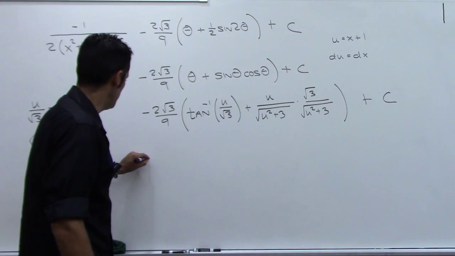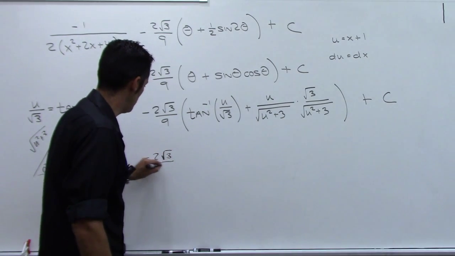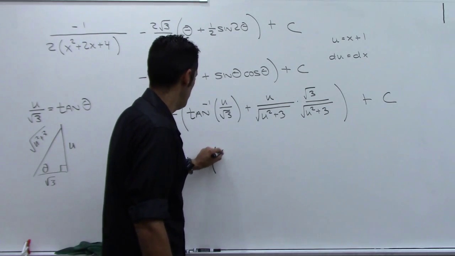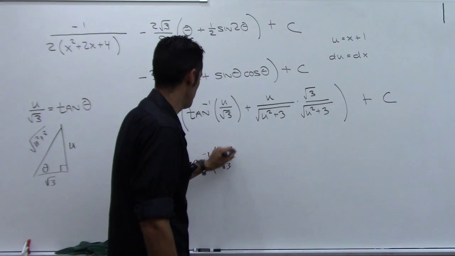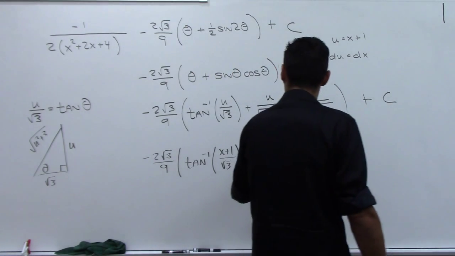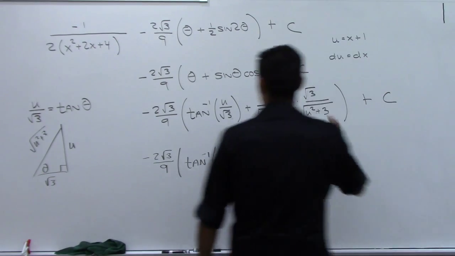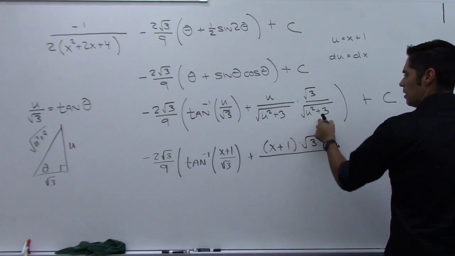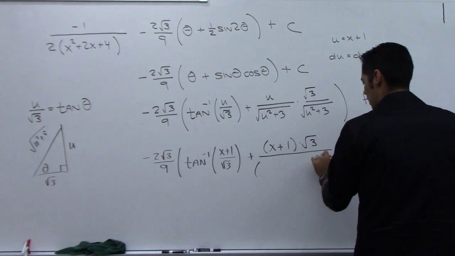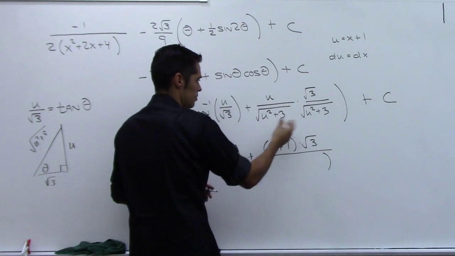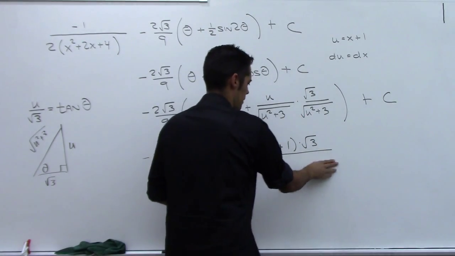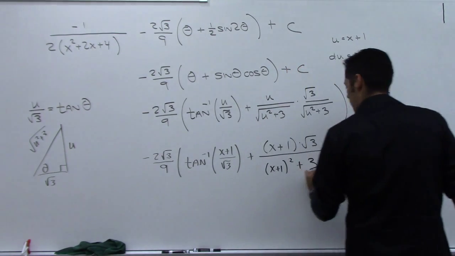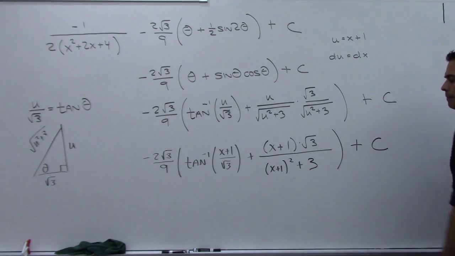We should be there. So negative 2 root 3 over 9. And then we have arctangent of x plus 1 over root 3. And then plus x plus 1. Oh yeah, this, well, I'll leave the root 3 here. Times root 3. And then on the bottom, we can put these two together, which means all we're going to get is this without the root. So u squared plus 3. So u is x plus 1 squared plus 3. Close the parentheses, plus c.